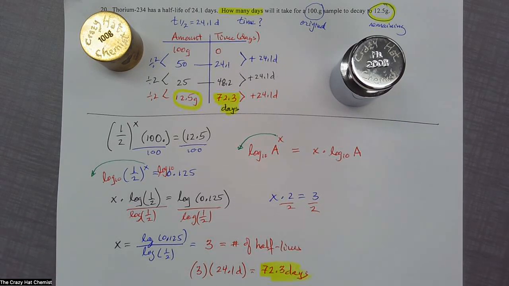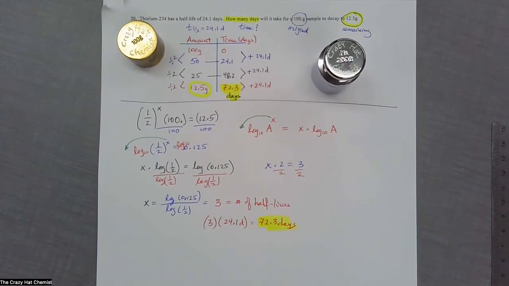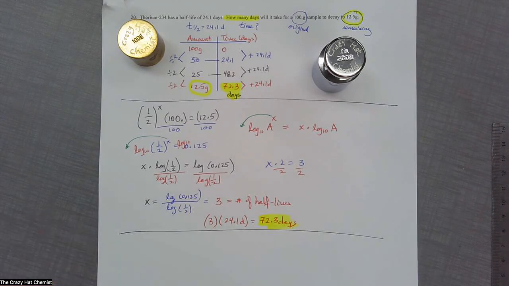72.3 days. Perfect. Done. Okay, I'm going to show you one other method to do this one here. Hang on, because this method actually is really nice as well. So I'm going to draw a line in the sand to show an alternate method. What we're going to do is use the integrated first order rate law: T of 1/2 is equal to natural log of 2 over k.